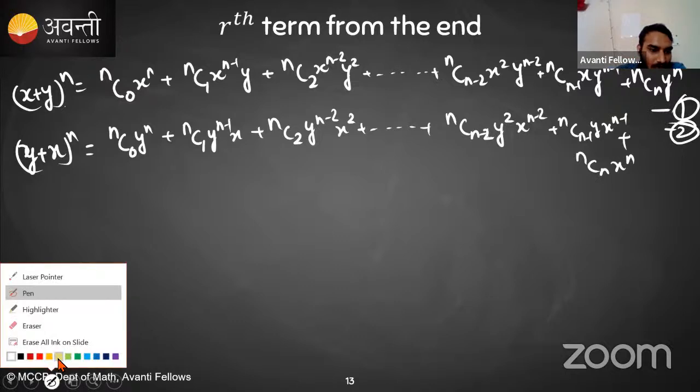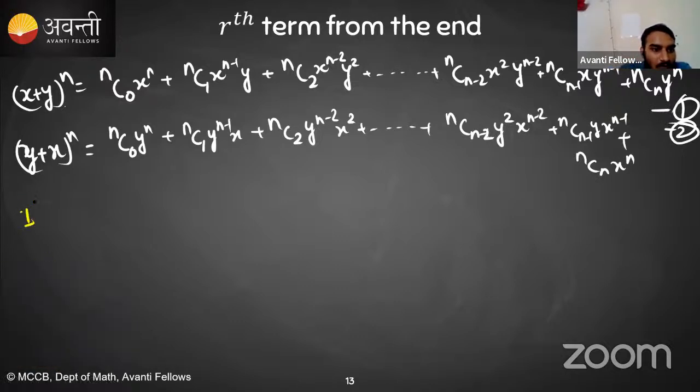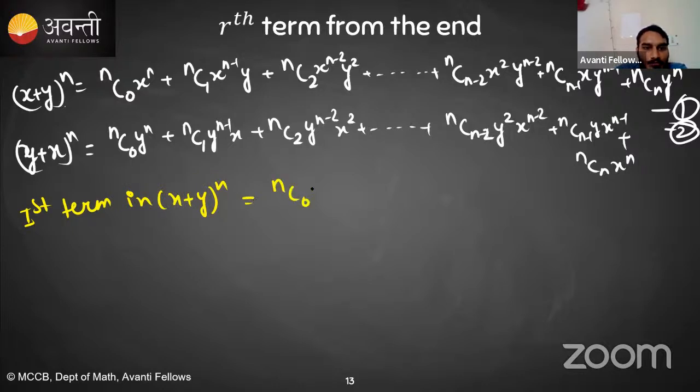Now tell me, what is the first term in (x + y)^n? The first term in (x + y)^n is nC0 x^n. Clear? nC0 x^n.